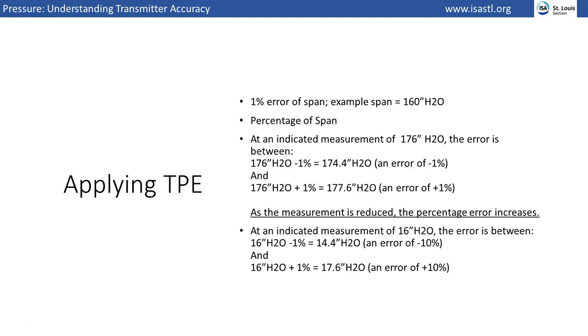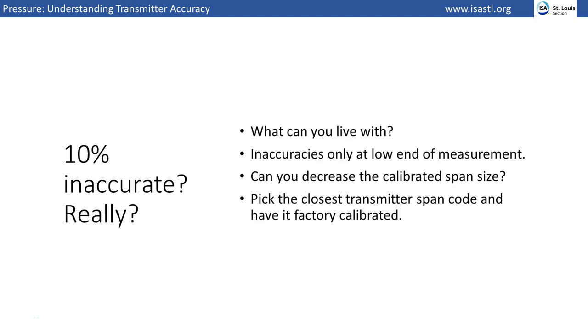Using that 1% of span example against our 160 inches span means that we have an error of plus or minus 1.6 inches of water. So if your transmitter or milliamp equivalent says 176 inches of water, we actually have between 174 and almost 178 inches of water. At the low level, 16 inches actually means 14.4 or 17.6 inches. That's plus or minus 10%. May or may not be a problem for your process, but it is plus or minus 10% at that low range in this application. So you may be thinking to yourself, 10% inaccurate, really?